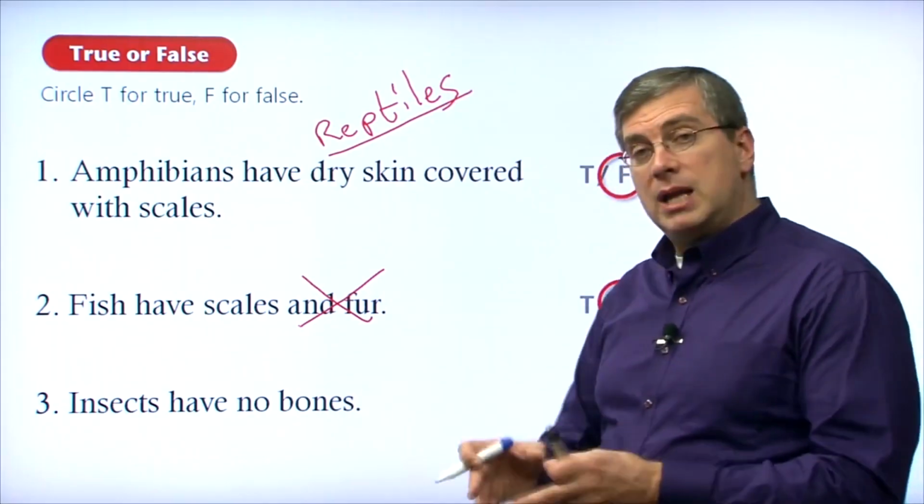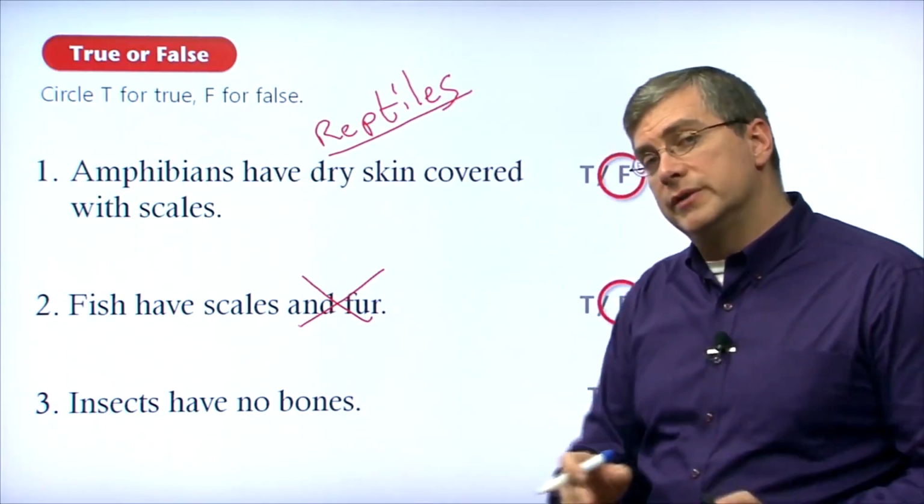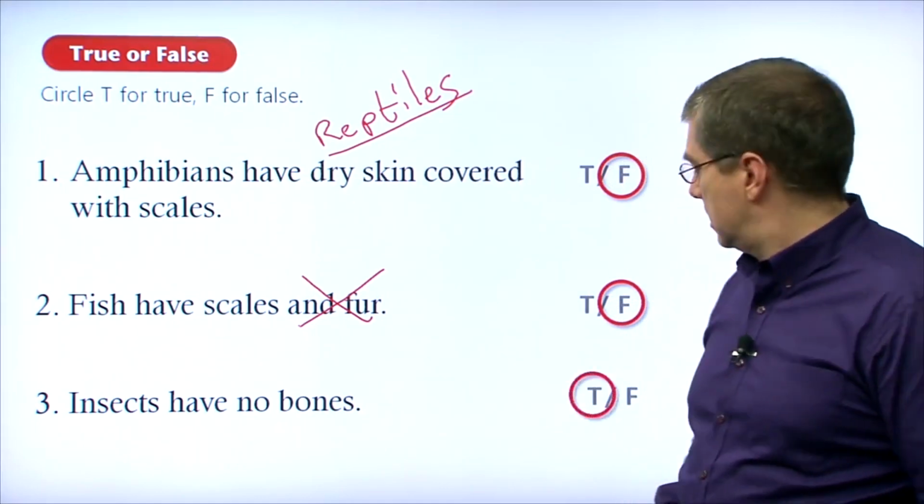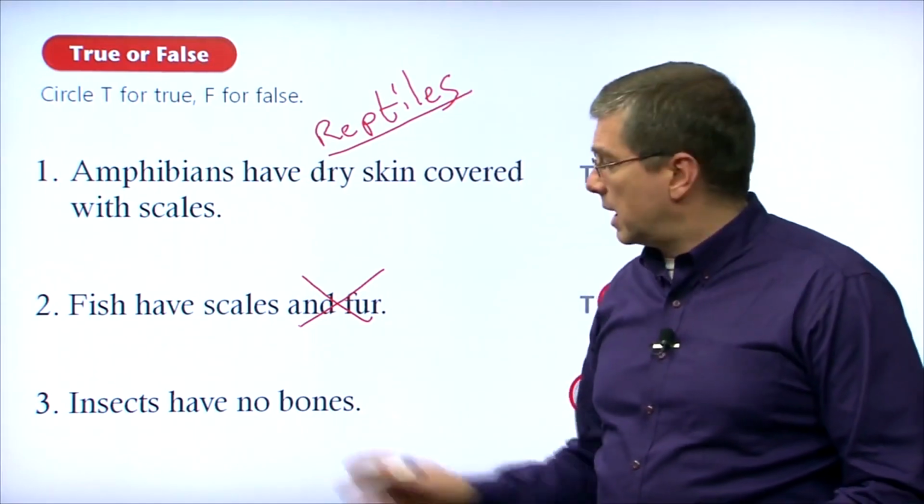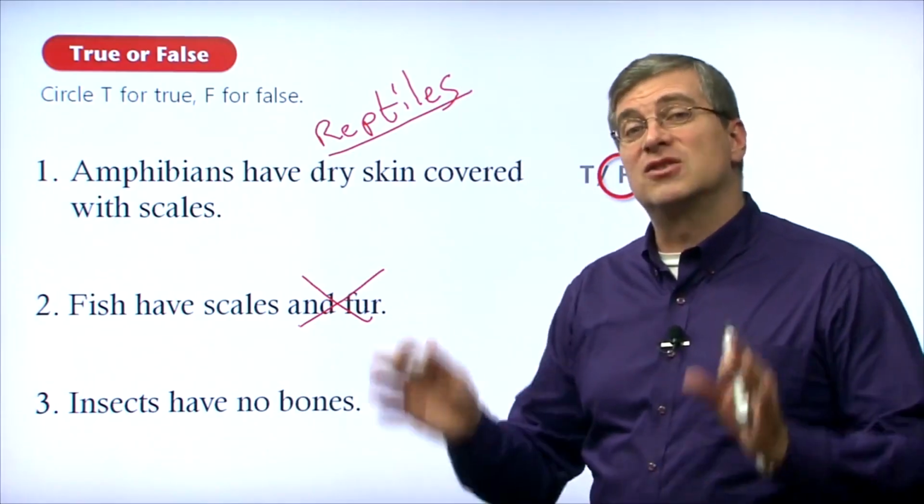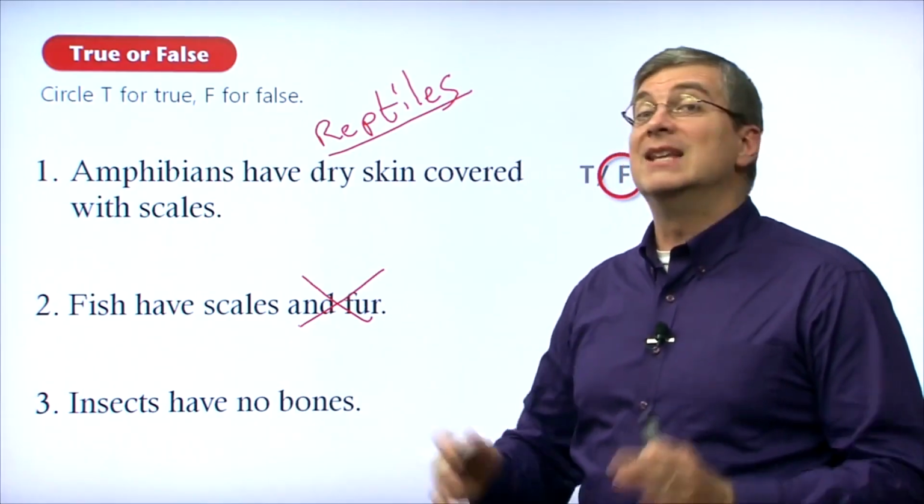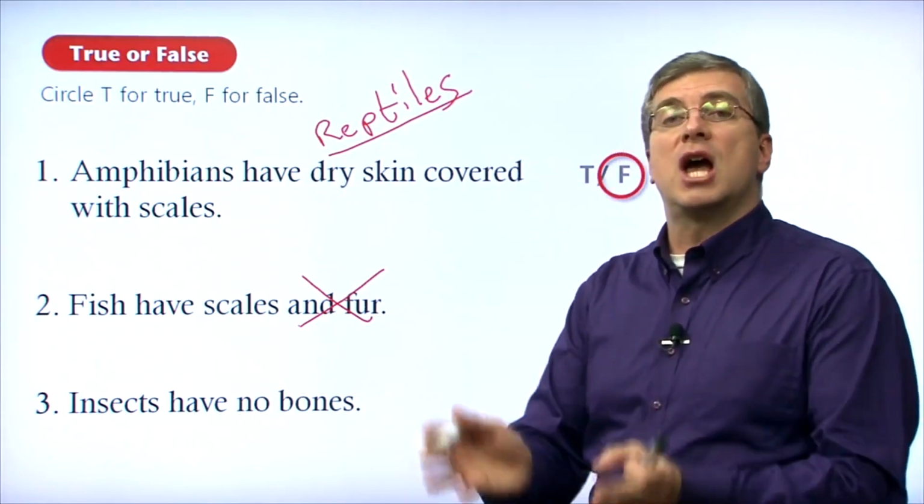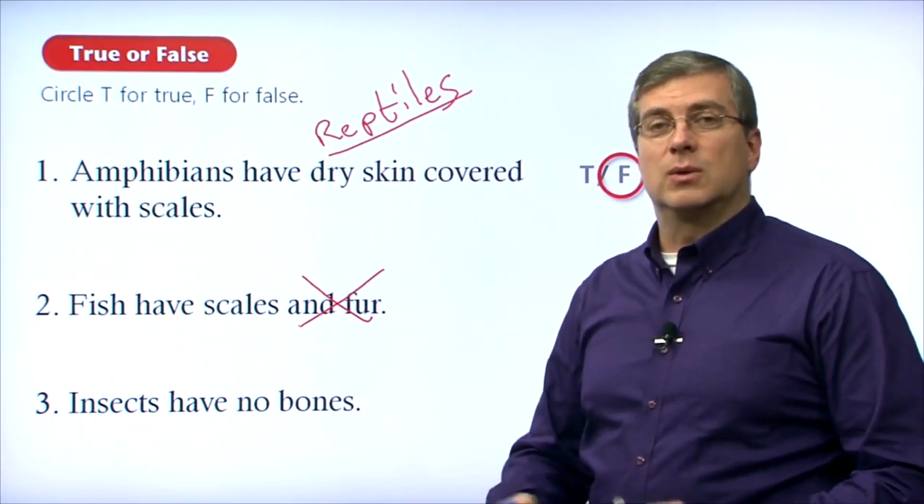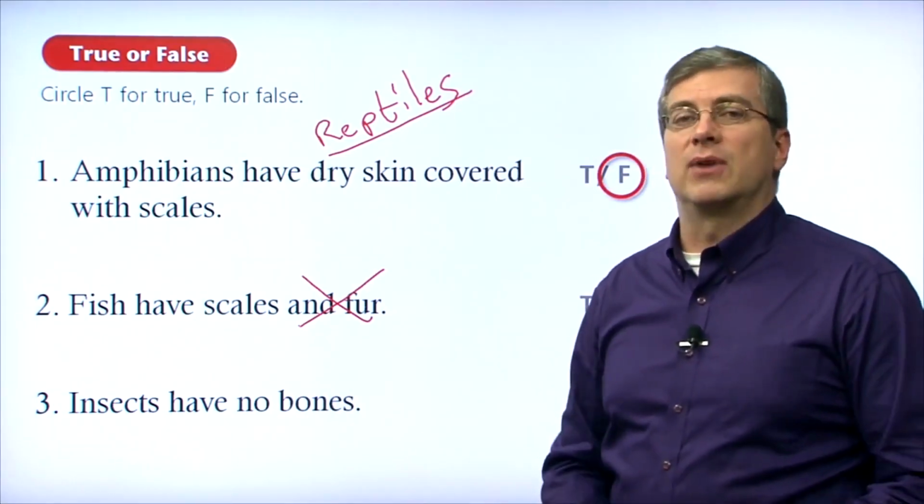So inside the body of an insect, there are no bones. Is that true or false? What do you think? If you chose true, you'd be correct, right? Insects don't have bones. That's true. They have no bones. Instead, they have a hard shell on the outside. And that's what supports their body, gives them the framework.